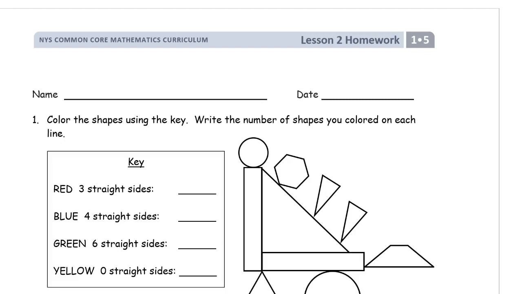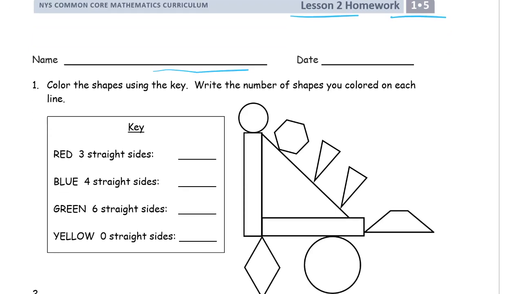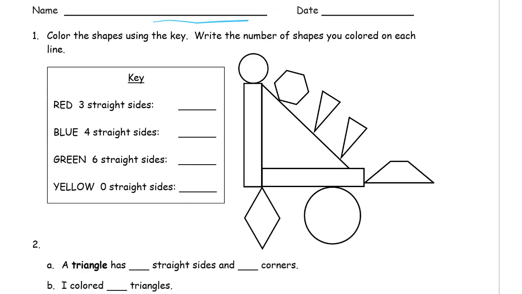Welcome to the homework for lesson two. This is module five of first grade. Get your name on here first, and color the shapes using the key. Write the number of shapes you colored on each line.